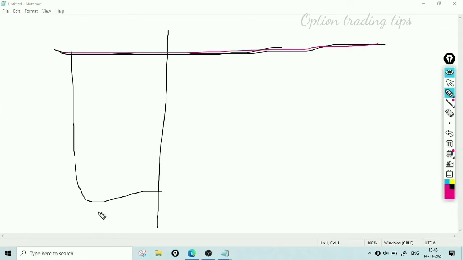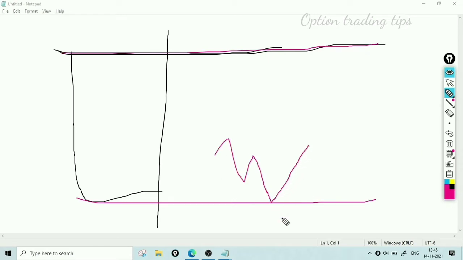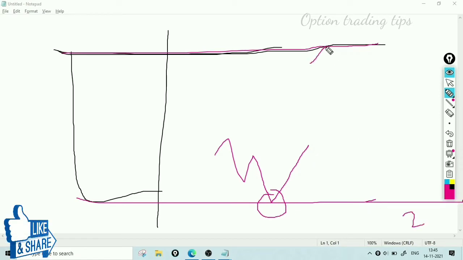I mark this high and low. In the next day, when the market moves and touches it and gets rejection, the breakout does not happen here. So I continue this line for the next day also. Like that, if it touches and the breakout does not happen, that means rejection.